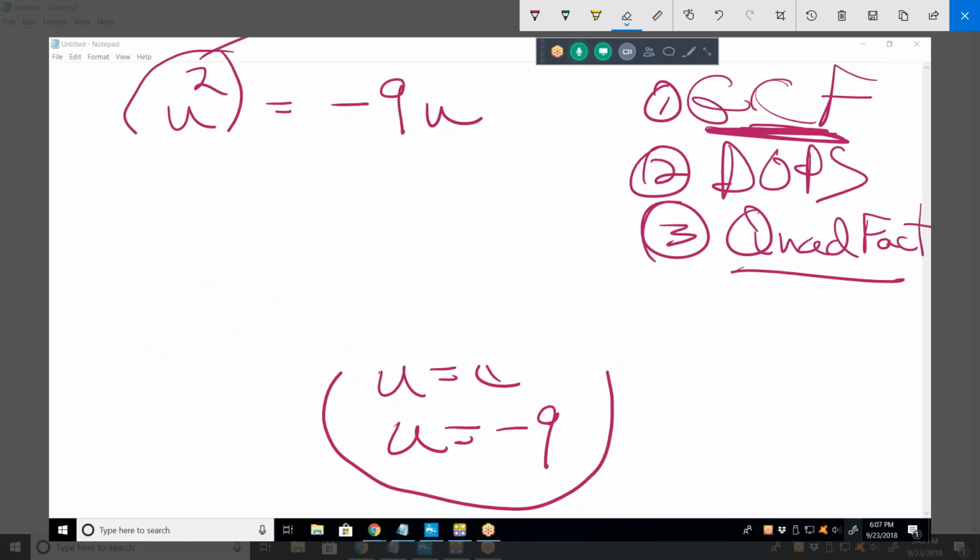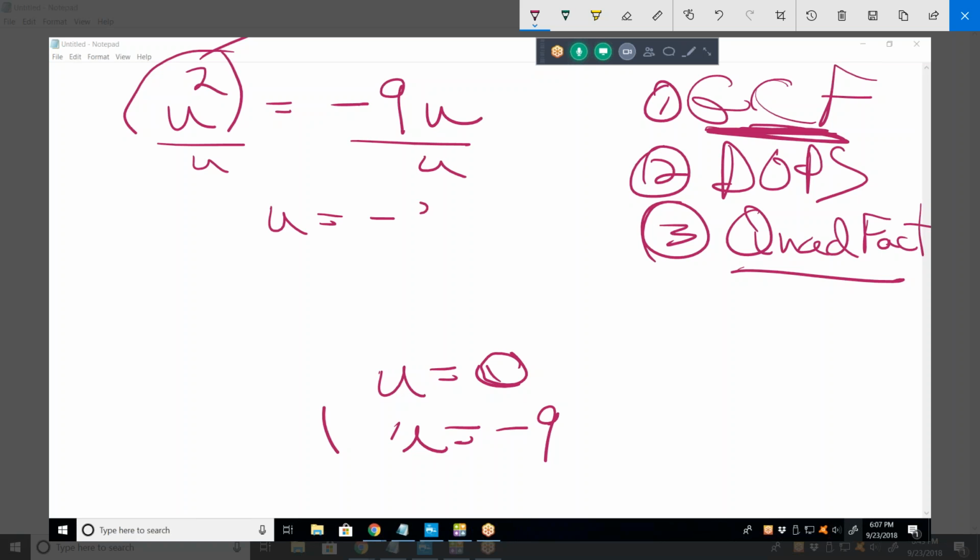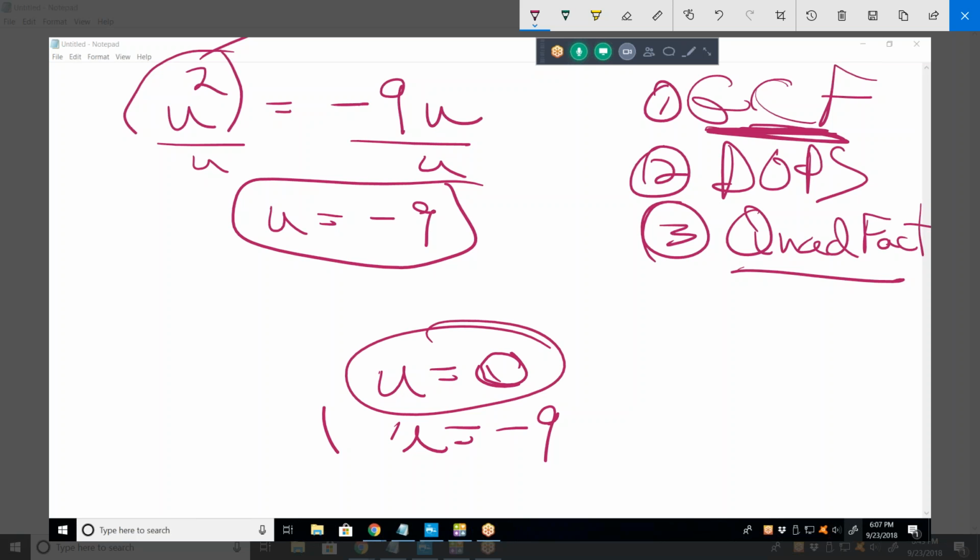And that mistake is dividing both sides by u. Notice what happens if I take my original equation and I divide both sides by u. I'm going to divide that side by u, that side by u. What do I get? I get u equals minus 9. I only get one solution. What happened to my other solution? U equals 0. It disappeared.